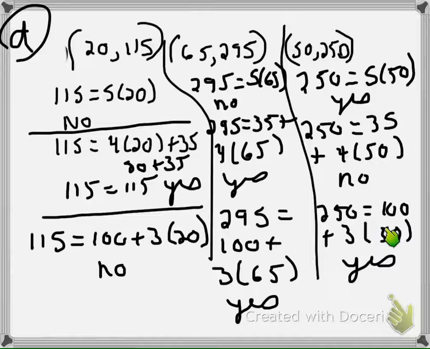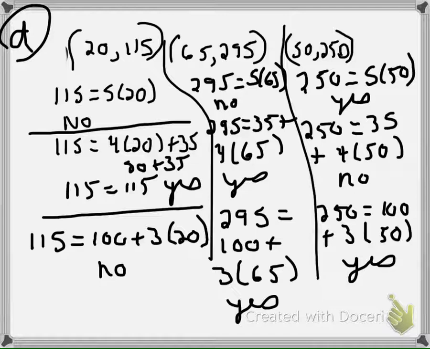And last, if you do 100 plus 3 times 50 for Wheelie Skates and Stuff, 3 times 50 is 150 plus another 100 is 250, so that means the point 50, 250 does lie on the line for Wheelie Skates and Stuff. Be sure that you showed all your work so you get full credit for watching the video.